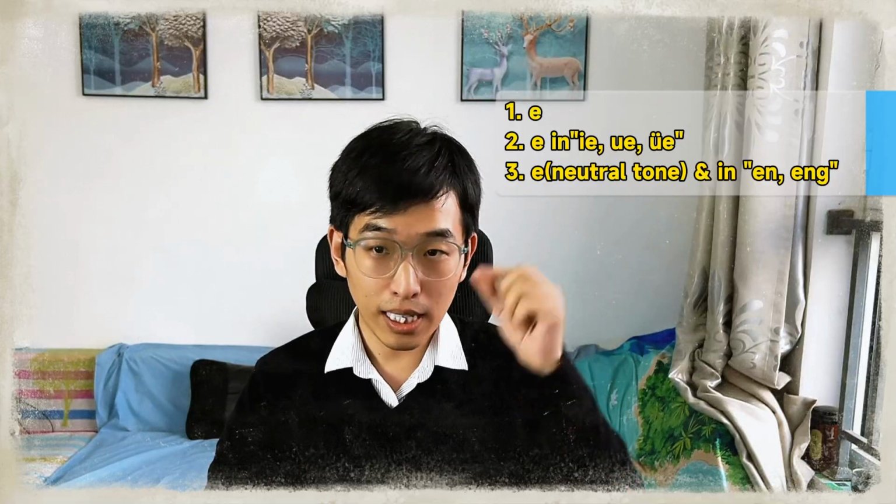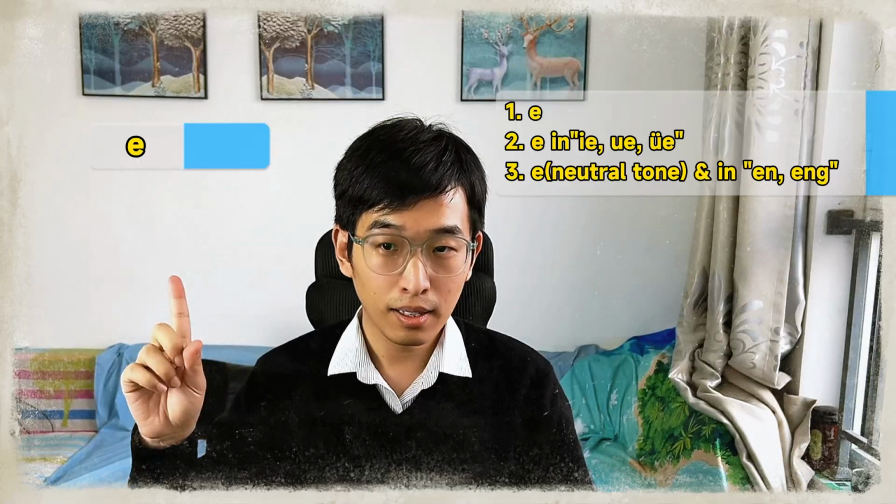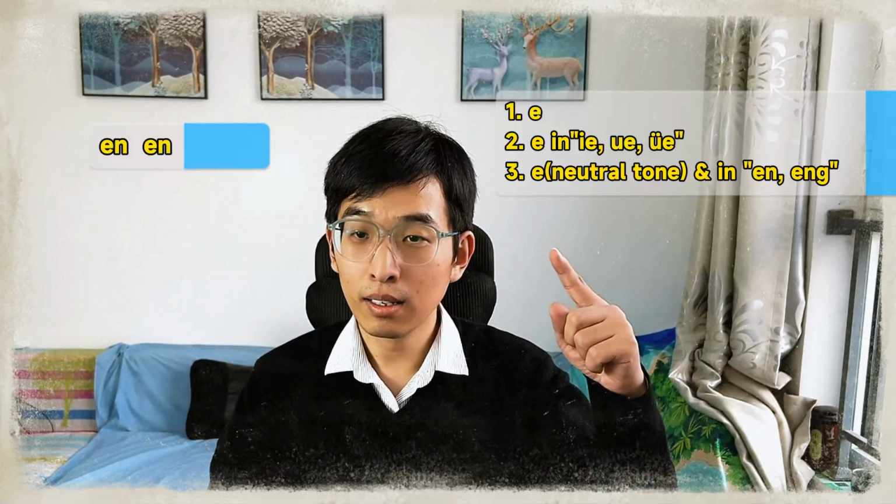like the letter E in bed, red in English. So I-E, ye, U-E, or Ü-E, the same. 约, 约. Third one, so letter E by itself but neutral, like no tones. Or in en, eng, letter E is pronounced So en, eng, 你学会了吗?